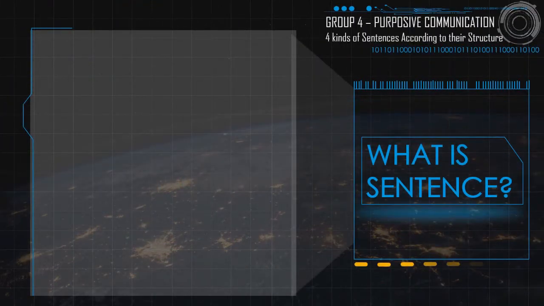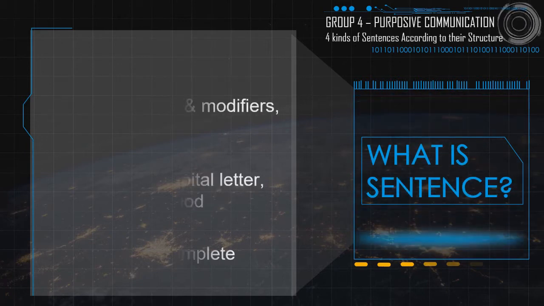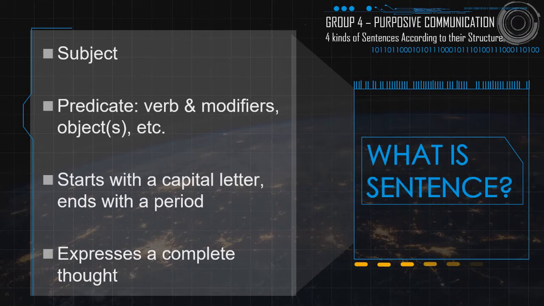So, our topic is all about the structures of a sentence. Before we dig deeper and know everything about the structure, let's define first what a sentence is. What makes a group of words a sentence? A sentence is composed of a subject and a predicate. Subject means who we are talking about in a sentence, and the predicate involves the verb, modifiers, objects, etc. in a sentence.